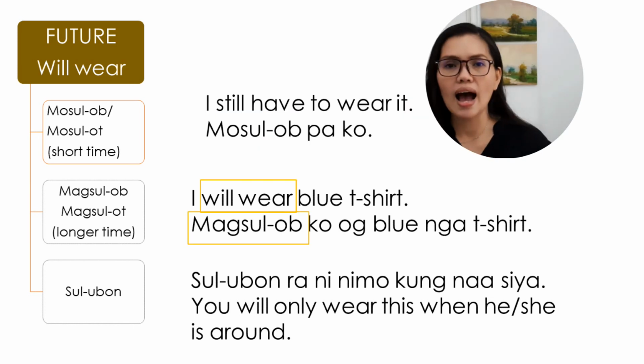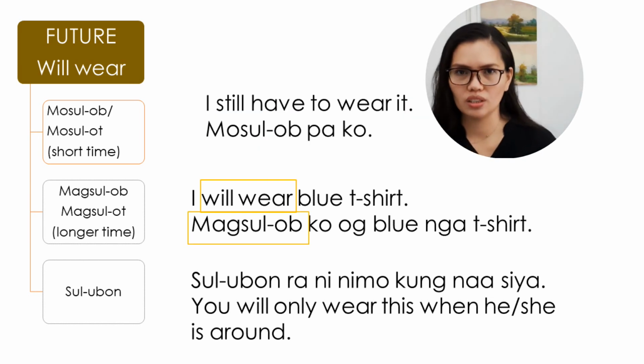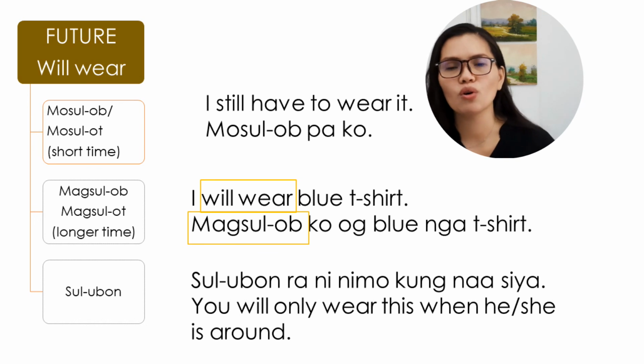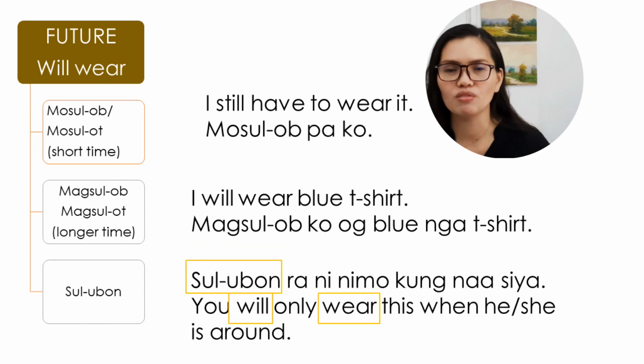Next we have I will wear blue t-shirt. Magsul-ob ko og blue nga t-shirt. Or you can also say mosul-ob ko og blue nga t-shirt. Will wear is magsul-ob. Another future tense form of wear is sul-ubon.